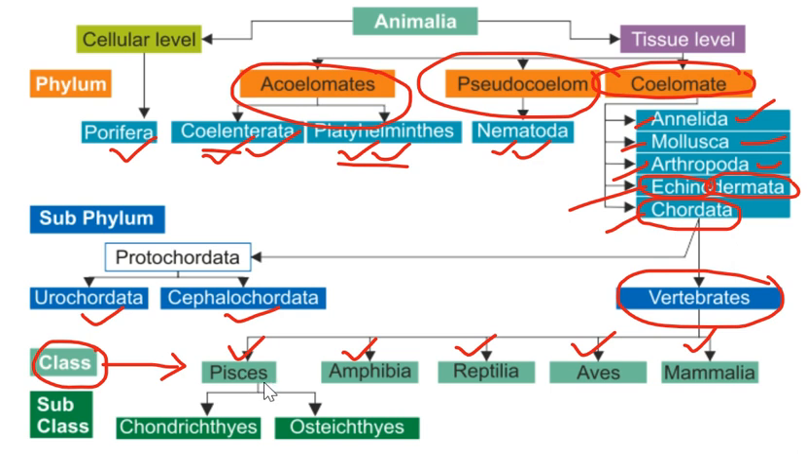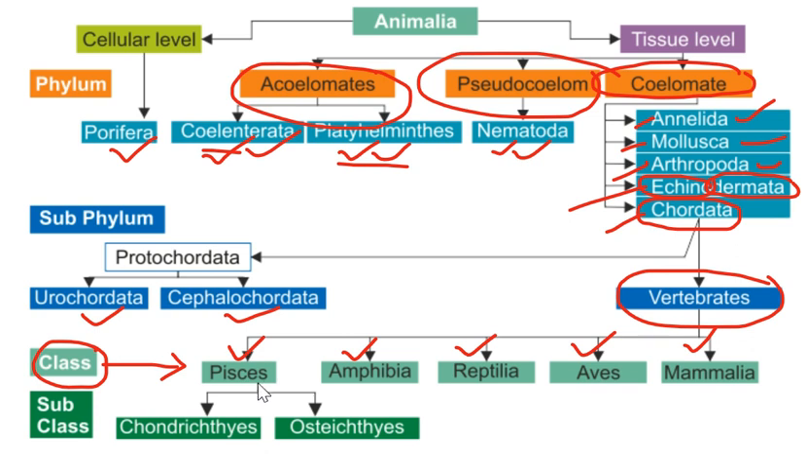So what are the main features of the class fish? These are cold-blooded organisms. They are aquatic, have scales, breathe through gills, have a two-chambered heart, and fertilization is external.